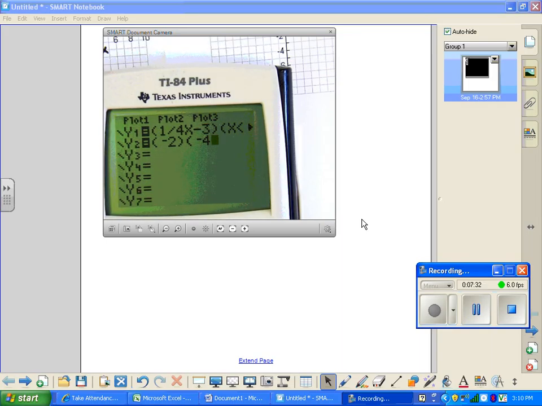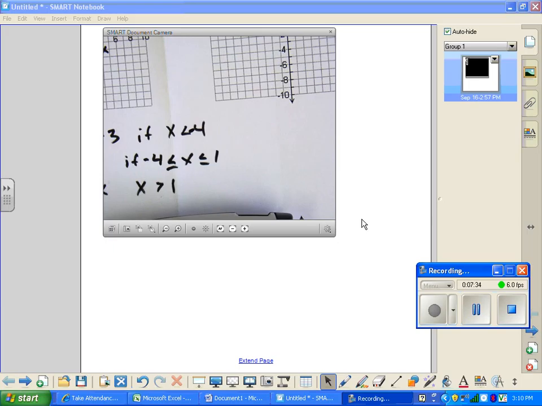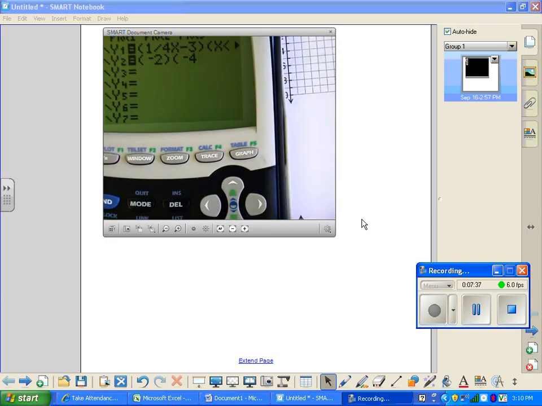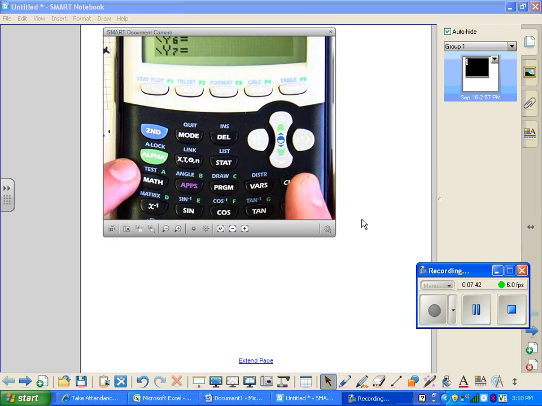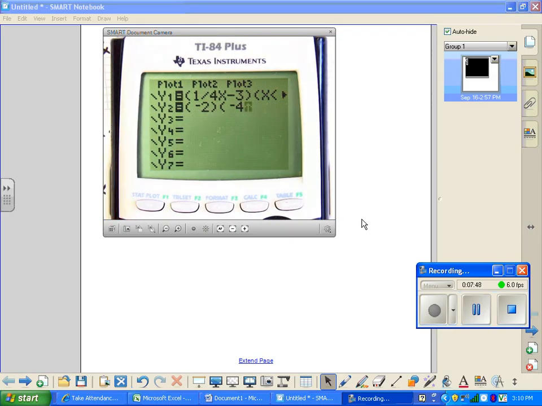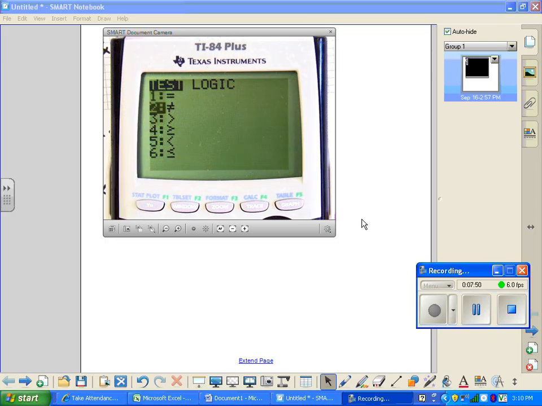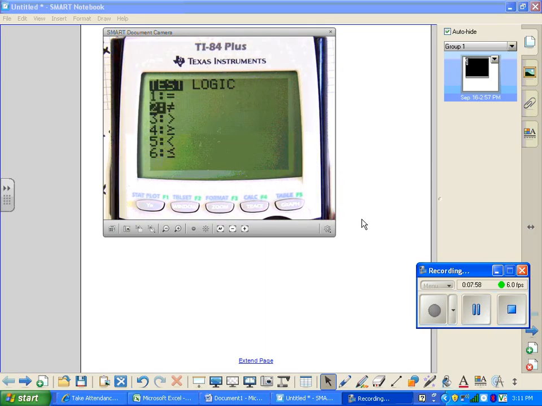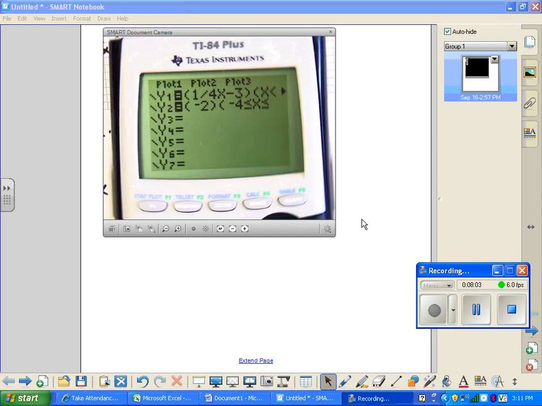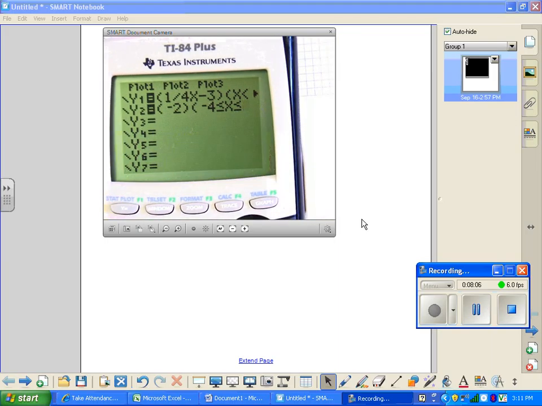And then we've got to do less than or equal to x. So I'm going to go to that test menu again. So you have to hit second and then the math key. And so less than or equal to x, which is less than or equal to, again, I'm going to that test menu, which is less than or equal to, and it was 1, and then close that parenthesis.